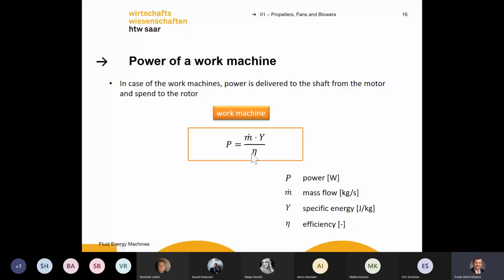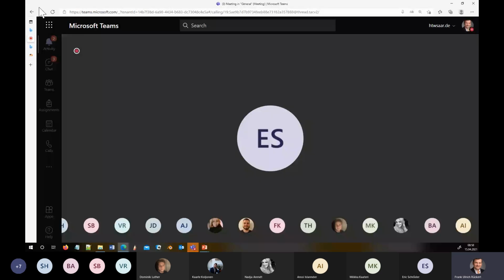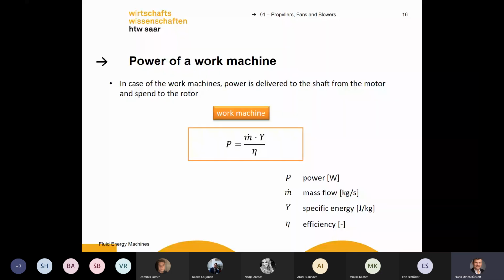Here, a small question. Specific energy. Do you know what the word specific means? Specific has a special meaning. Maybe, no, I cannot really see the chat. So I start the chat.